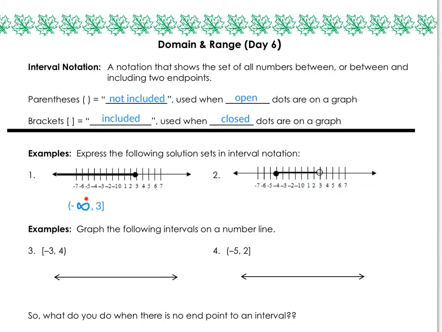It shows that we start at negative infinity, going left forever, and negatives are to the left, that's why it's negative infinity, up to 3, but including 3, that's why we use a bracket. Okay, I'm going to skip past this next one so that you can try that one on your own.